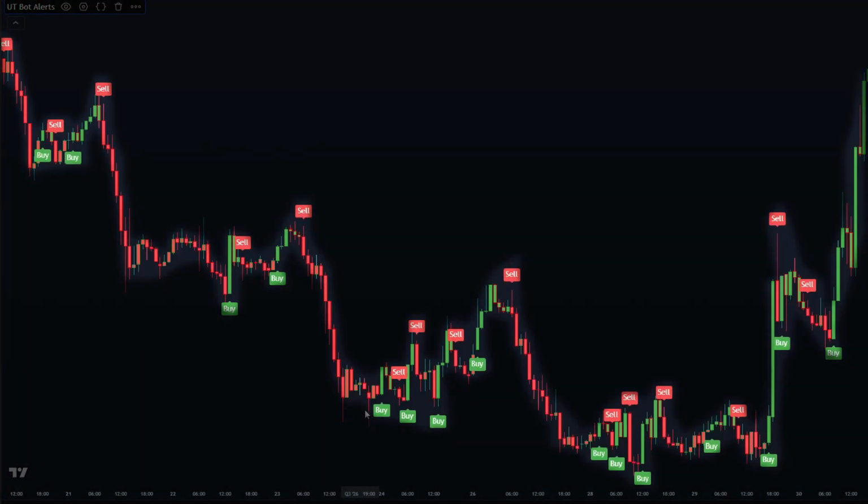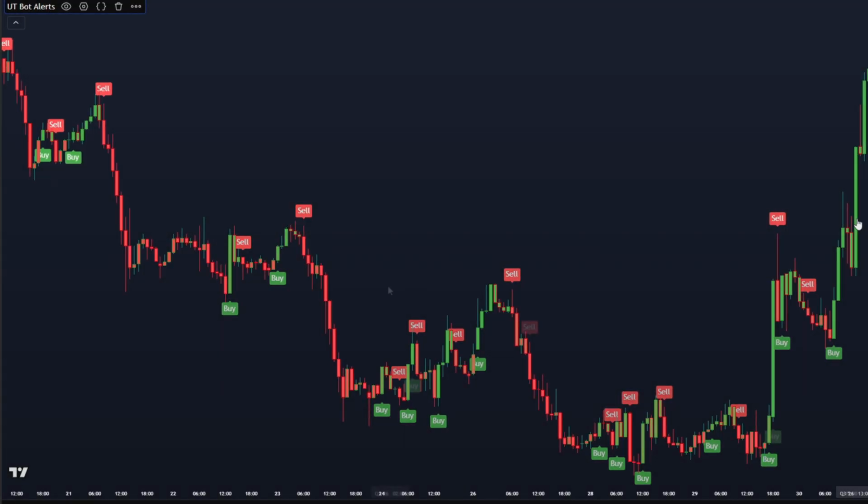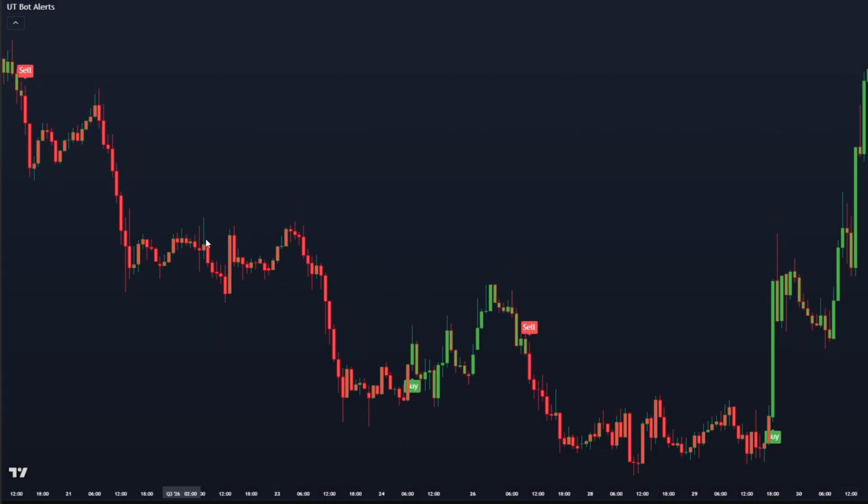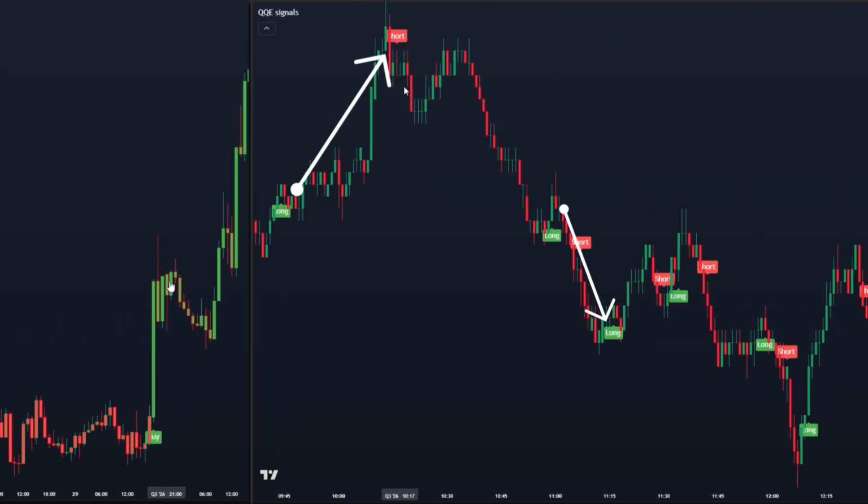Look at this chart. Buy, sell, buy, sell. So many signals in few minutes. That is not a strategy. That is a slot machine. Now watch this. Same indicator, same chart, 3 signals. The indicator didn't change, the settings did. And that's the whole video.